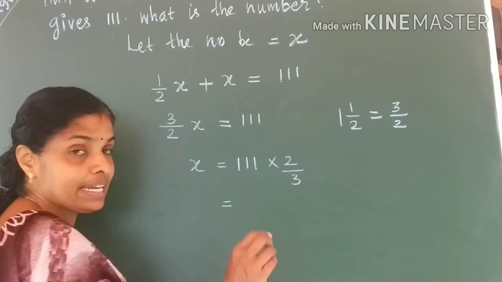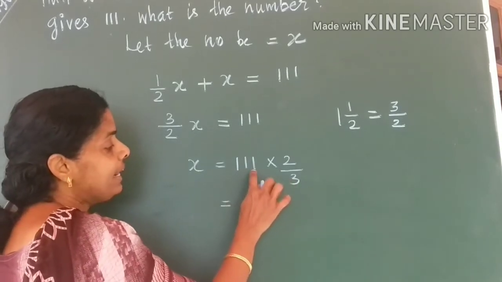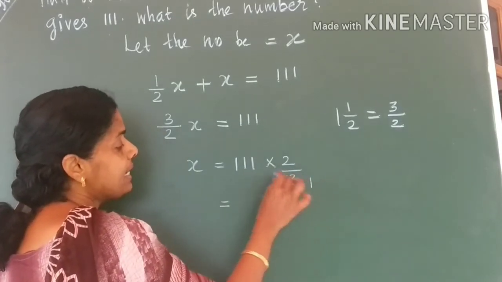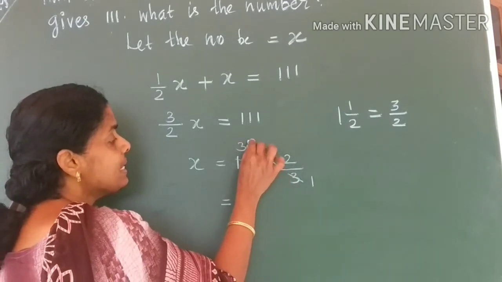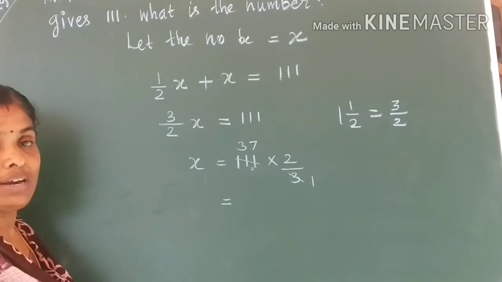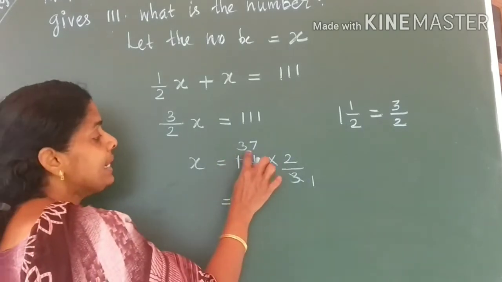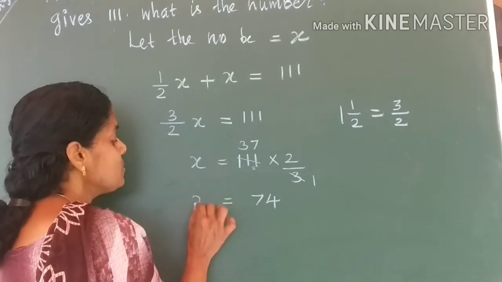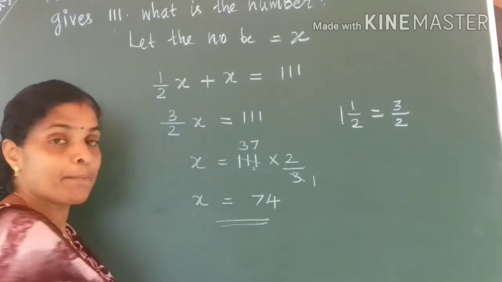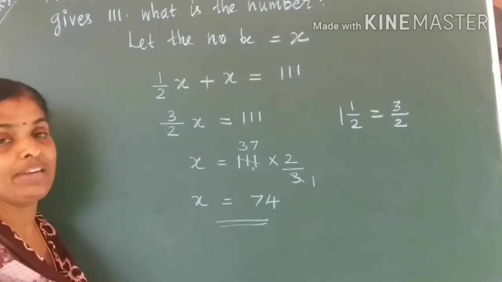Now you can cancel 3 with 111. 1 3 is 3. Here 3 3s are 9. 2 balance. 7 3s are 21. So what is the number? 37 into 2 gives you 74. So the number we talk about is equal to 74.